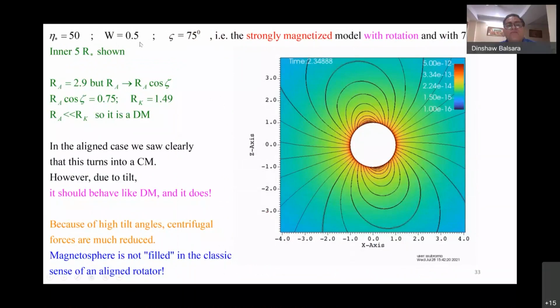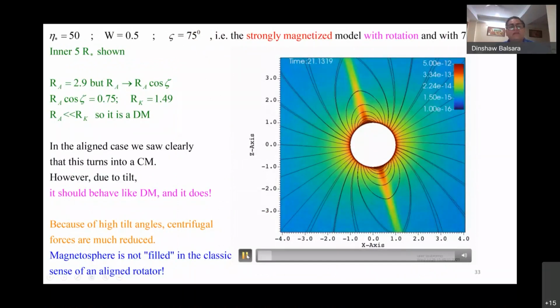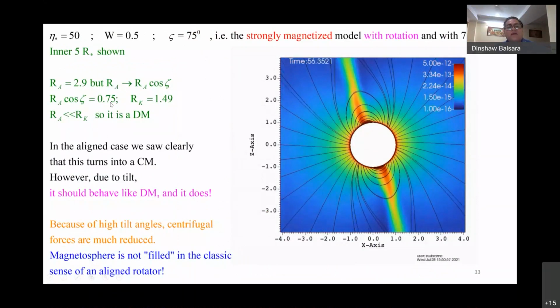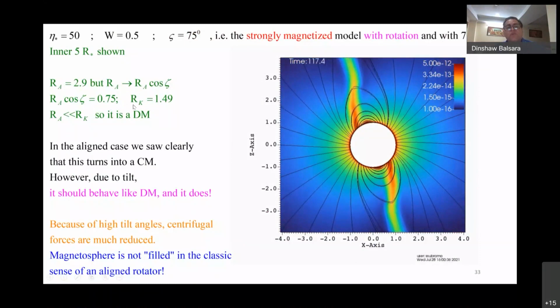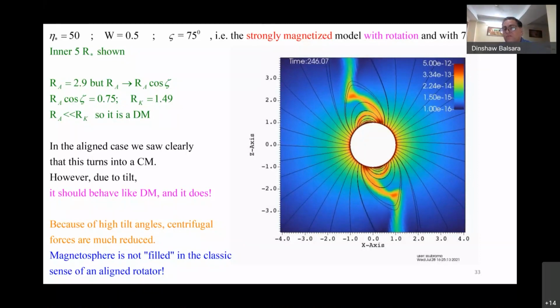So strong magnetic field, strong rotation, and very large tilt, and see what happens. And in this case also, with the cosine zeta factor, we see that Ra cosine zeta is actually smaller than Rk. And so, again, we see a dynamical magnetosphere developing out here. Again, you see clump formation and clumps wanting to land onto the surface of the star, which is an interesting phenomenon. Again, the magnetosphere is not classically filled in the way we think about it, but it is nevertheless getting filled in.